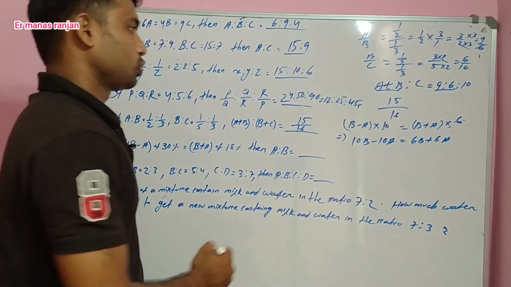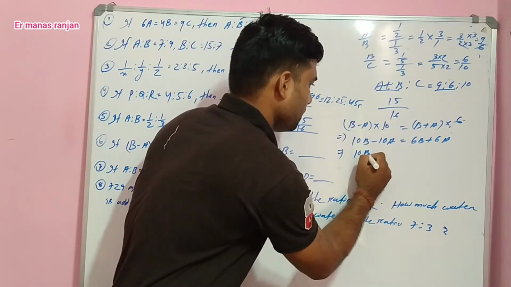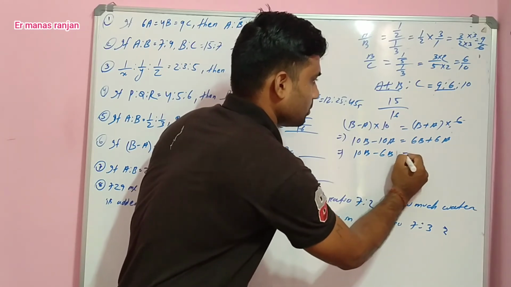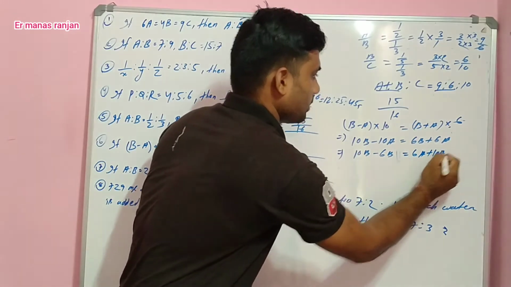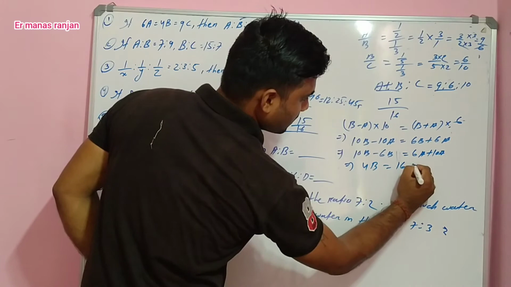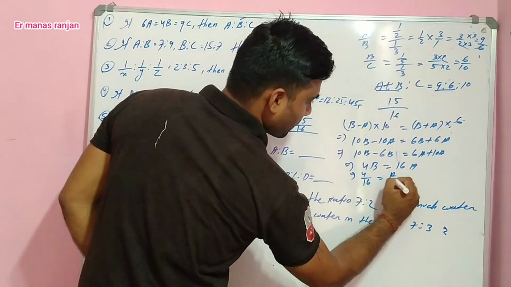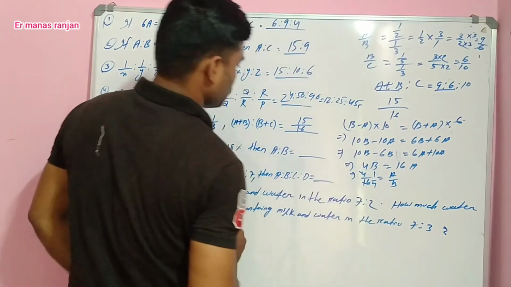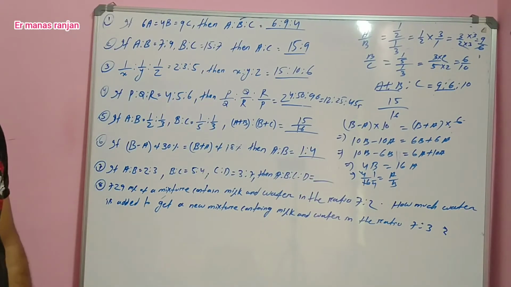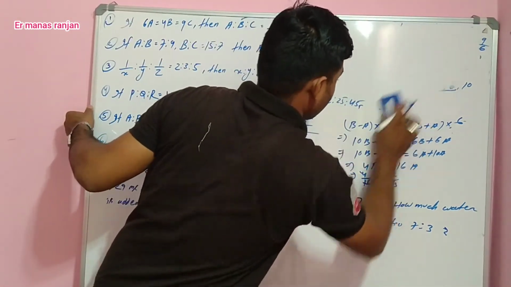So the question is given A is to B: 10B minus 6B equal to 6A plus 10A. Understood? It will be 4B equal to 16A. So 4 by 16 equal to A by B, that is equal to 1 is to 4. A is to B equal to 1 is to 4. Understood?